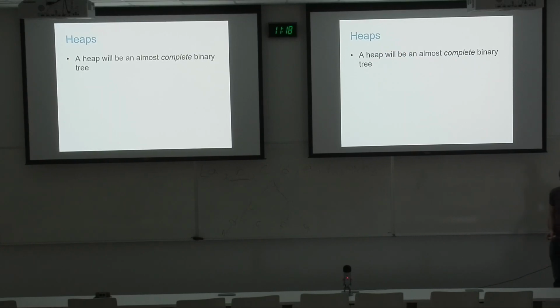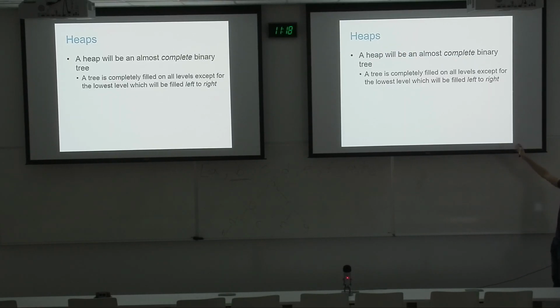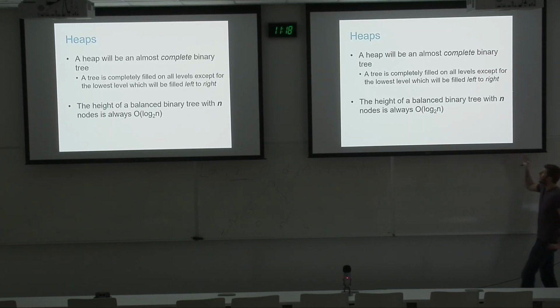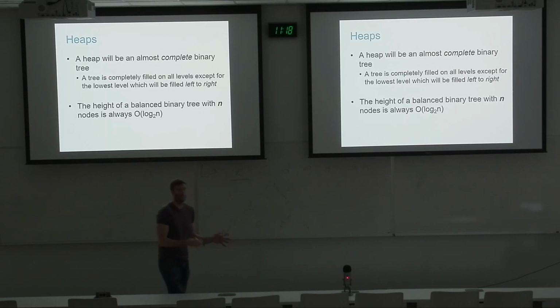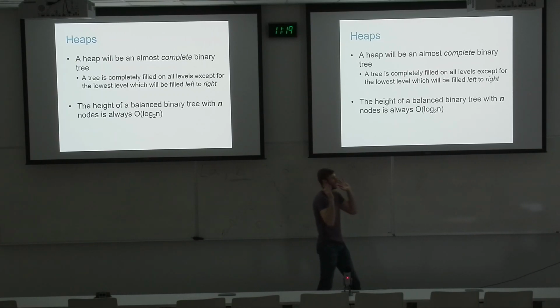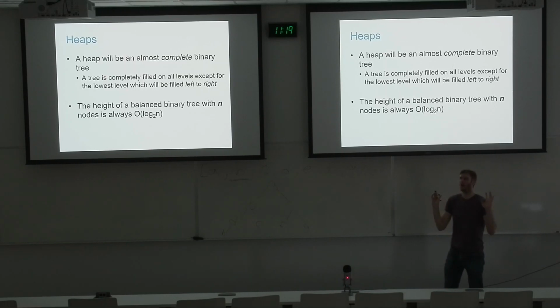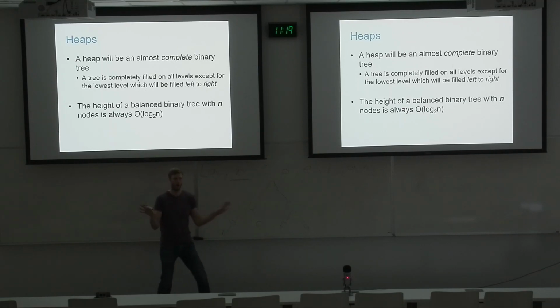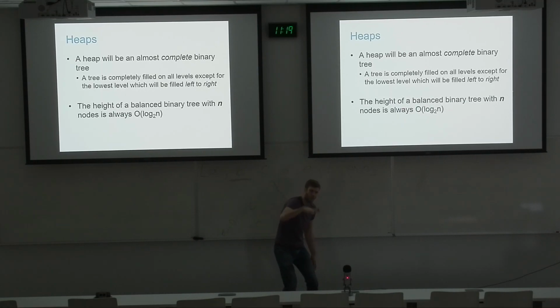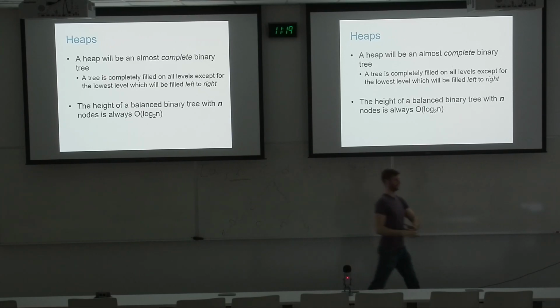So, a heap will be an almost complete binary tree. A tree is completely filled with all levels except the lowest level, left to right, yeah? The height of any balanced binary tree with n nodes is, of course, log base 2 of n. We've got to remember that. The height of any given tree that's balanced is going to be log base 2 of n, meaning that a heap, when you think of it as a tree, will always have a height of log base 2 of n. Always. That's the rule. The number of levels is going to be log base 2 of n.